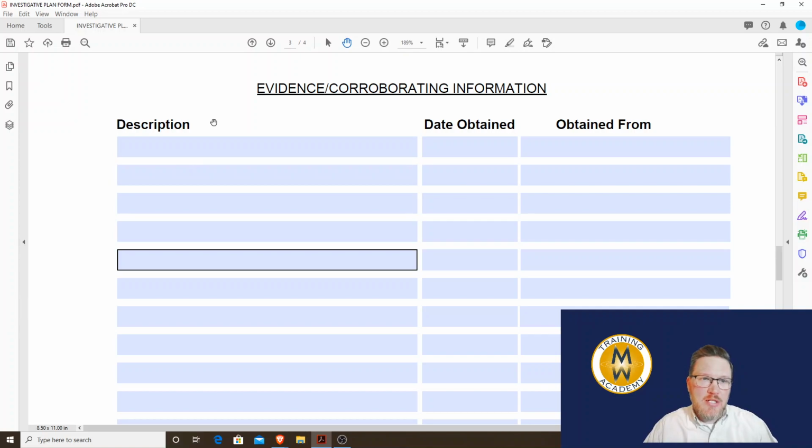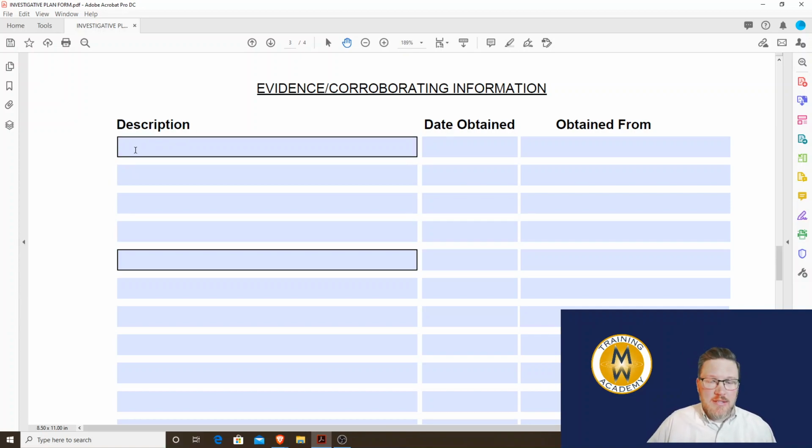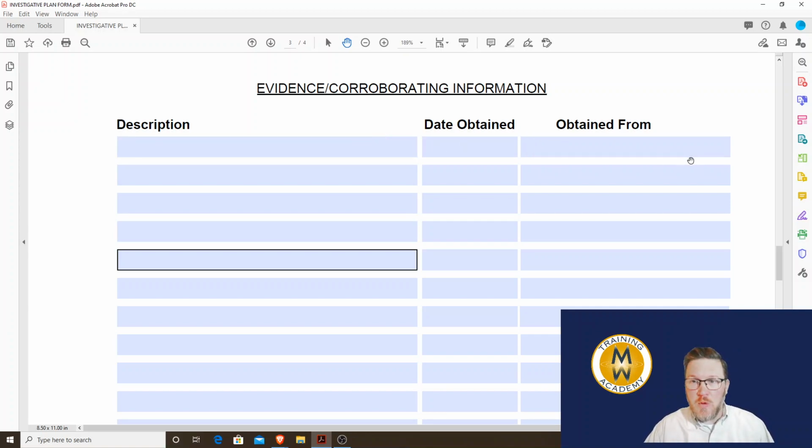Evidence corroborating information, basically the description of the evidence. So text messages between complainant and respondent, obtained on what date, and then who gave them to you. Just quick tip, if you're getting screenshots from a phone from one party, you should also get screenshots from the other party's phone to make sure that nothing was left out. And then you would list those separately because they were obtained from 2 different people. Anything, documents, emails, conversations, anything that you're collecting as evidence goes in here.